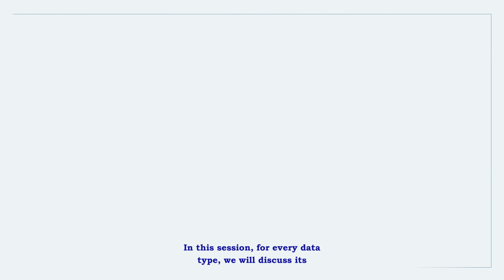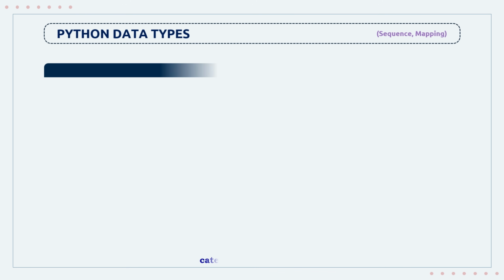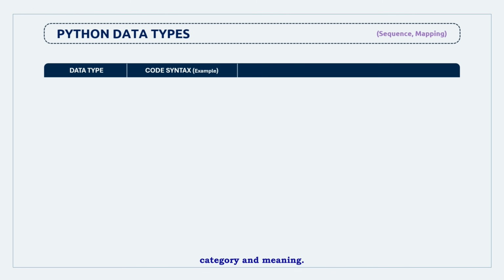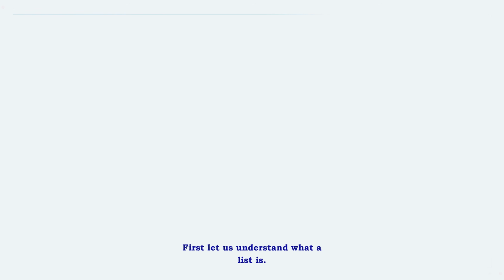In this session, for every data type, we will discuss its category and meaning, code syntax in detail, real-world application, and civil engineering examples for those data types. So let us begin with the first data type, that is list. First, let us understand what a list is.